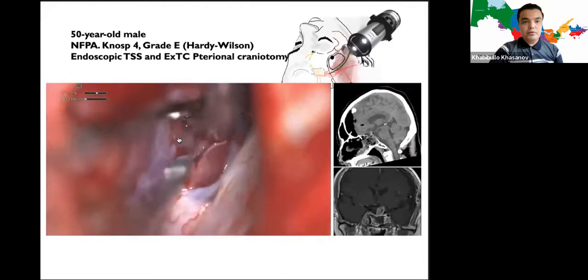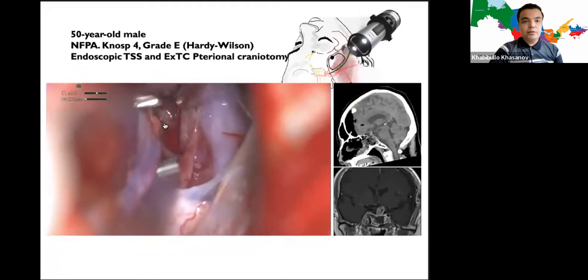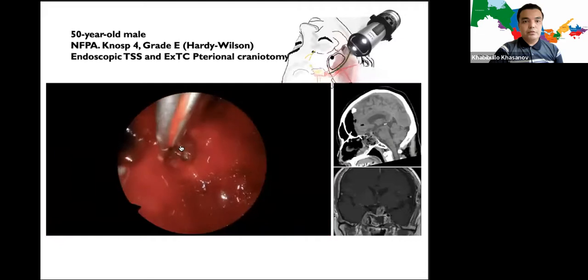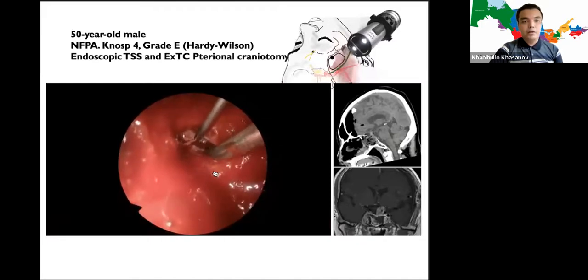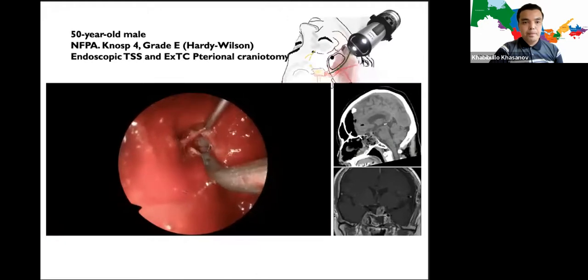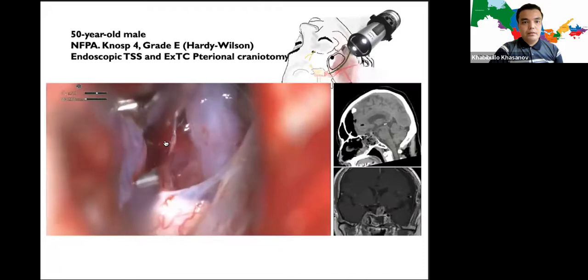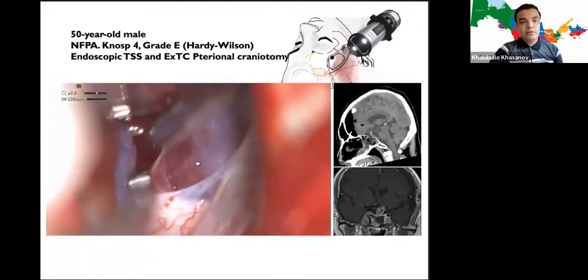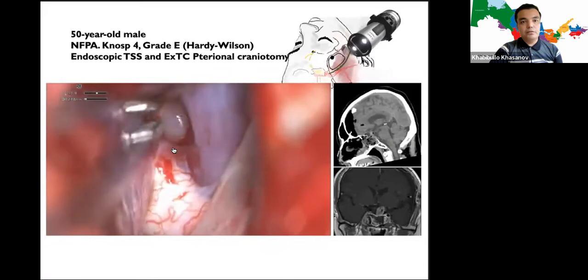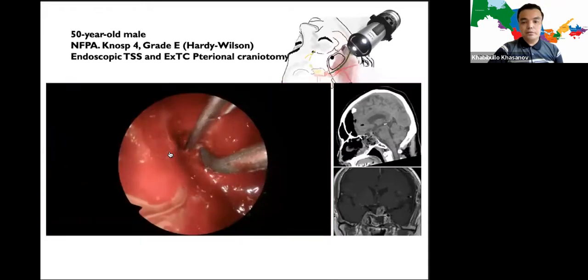Here we are debulking the tumor, helping the transnasal surgery team to also remove the tumor, while the transsphenoidal surgery team is just on this side, attempting intracapsular removal. This is a section by the transnasal surgery team. We are just observing so that they don't injure critical structures. This is one of the advantages of combined approaches.